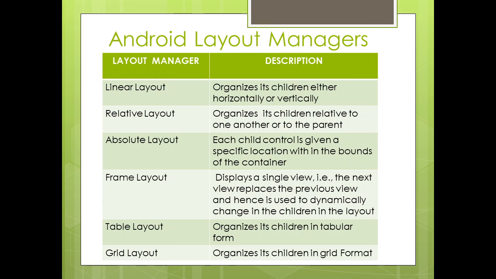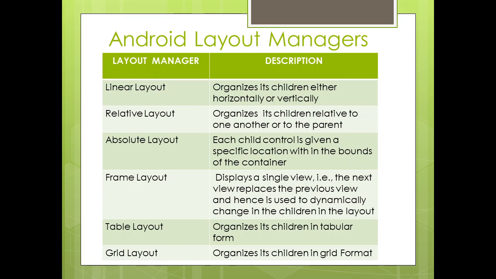This describes the layout managers, the layouts we are using in Android programming. We have 6 types of layout managers: linear layout, relative layout, absolute layout, frame layout, table layout, and finally grid layout. Linear layout organizes its children either in a horizontal or vertical way. Relative layout organizes its children relative to one another, or relative to the parent.